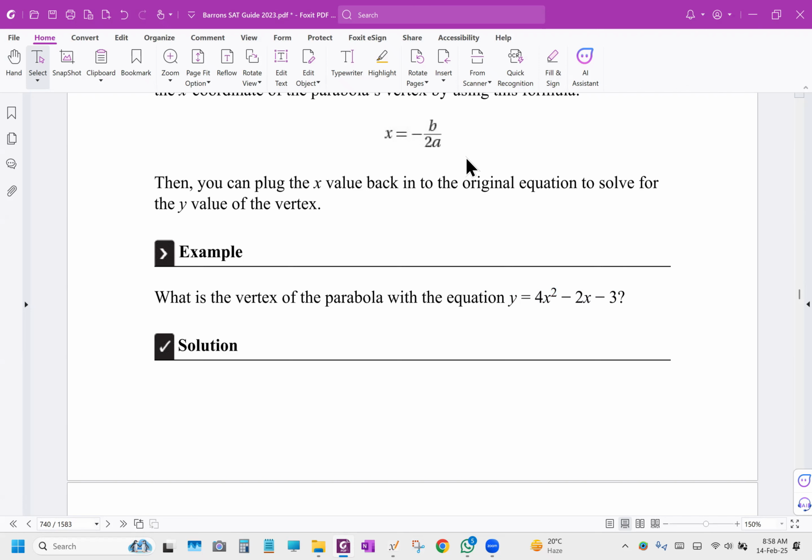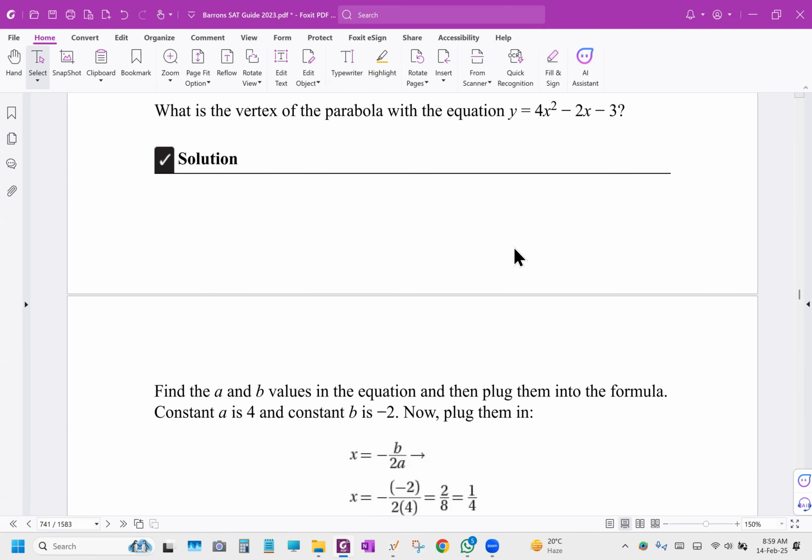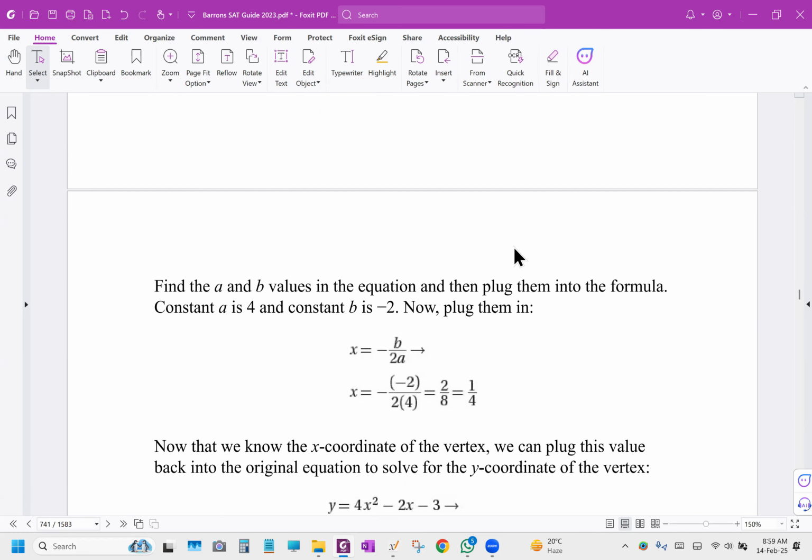Negative 2, negative 2, or divided by negative 2 divided by 2 into 4. That is negative 2 divided by 8. And we have a positive number that is 2 divided by 8, which is 1 by 4. Maybe positive 1 by 4 is the answer.